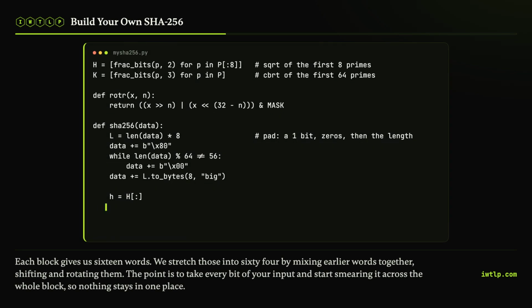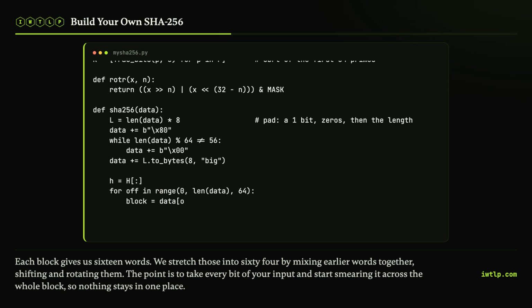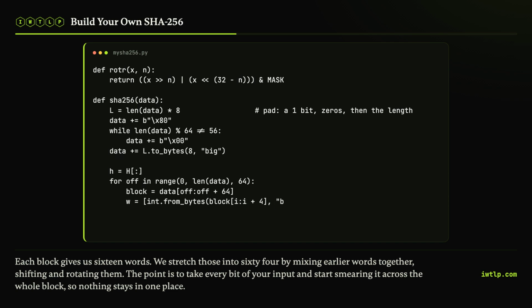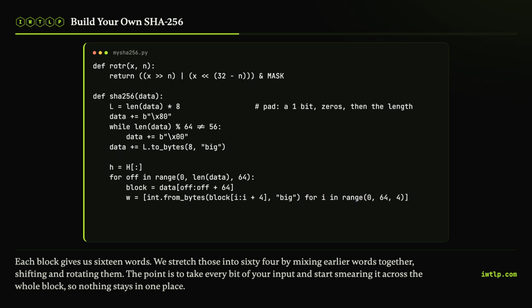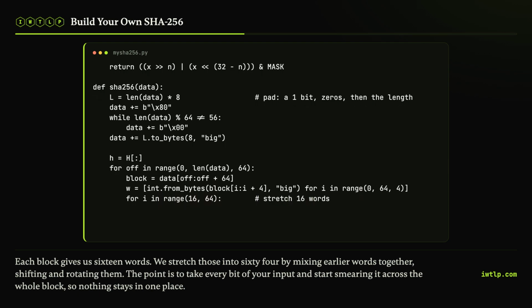Each block gives us 16 words. We stretch those into 64 by mixing earlier words together, shifting and rotating them. The point is to take every bit of your input and start smearing it across the whole block, so nothing stays in one place.